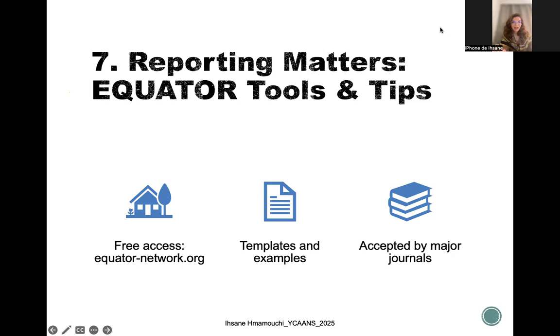And make the Equator Network your friend. Most journals now require this checklist. They also help you structure your paper from the start. And there are some samples, and they're accepted by major journals.